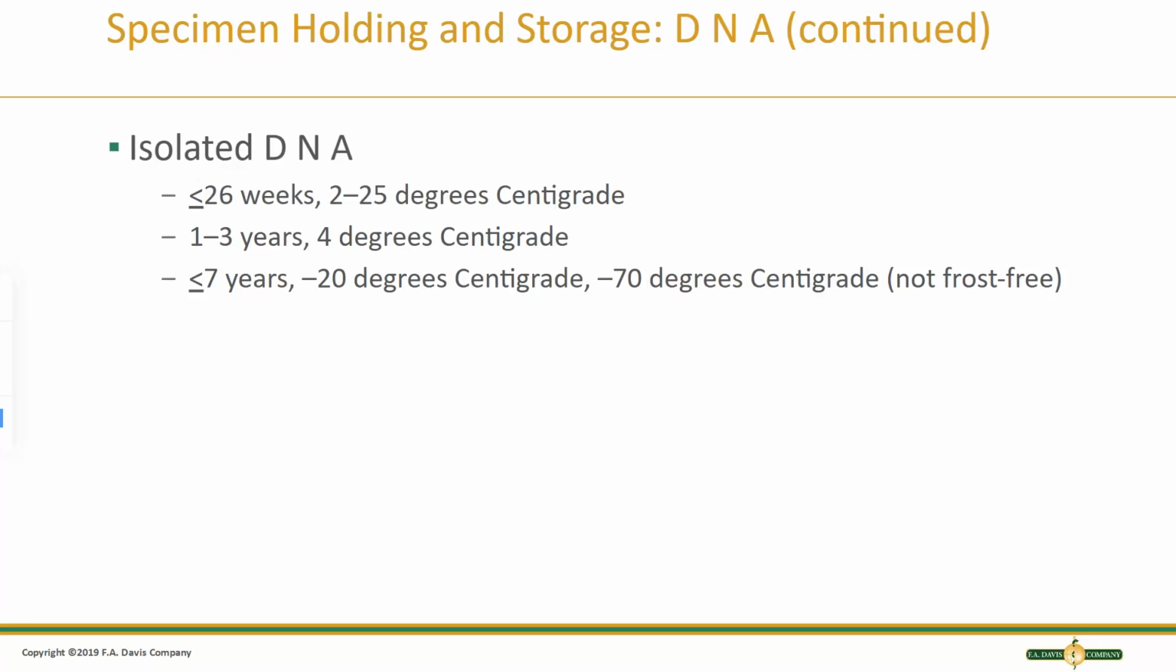Isolated DNA, less than 26 weeks, 2 to 25 degrees, so that's in the fridge or room temperature. 1 to 3 years, 4 degrees. Now when we isolate the DNA, typically we're going to isolate it in a sterile container, and that container is going to remain closed so that there aren't those DNA enzymes present to break down the DNA. Less than 7 years, we'd put it at -20 or -70.